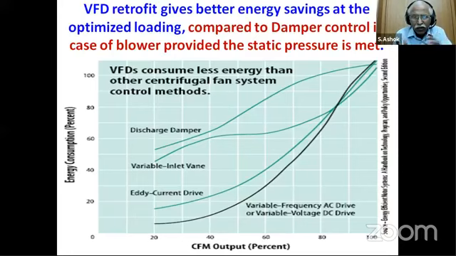That's why we are trying to go for VFD application for a given blower. The VFD retrofit definitely gives optimized loading compared to damper control. With damper control, it is at 60% energy consumption, whereas with a VFD it is only 20%. So VFD definitely reduces the input kilowatt for the same output. But the static pressure drops in the case of VFD, so monitor the static pressure and then go for a hertz reduction or input kilowatt reduction through VFD.